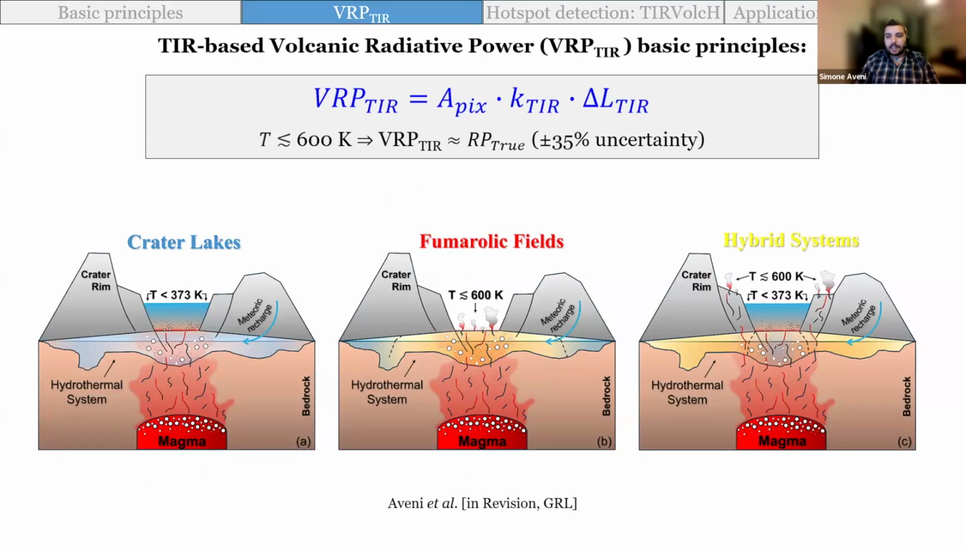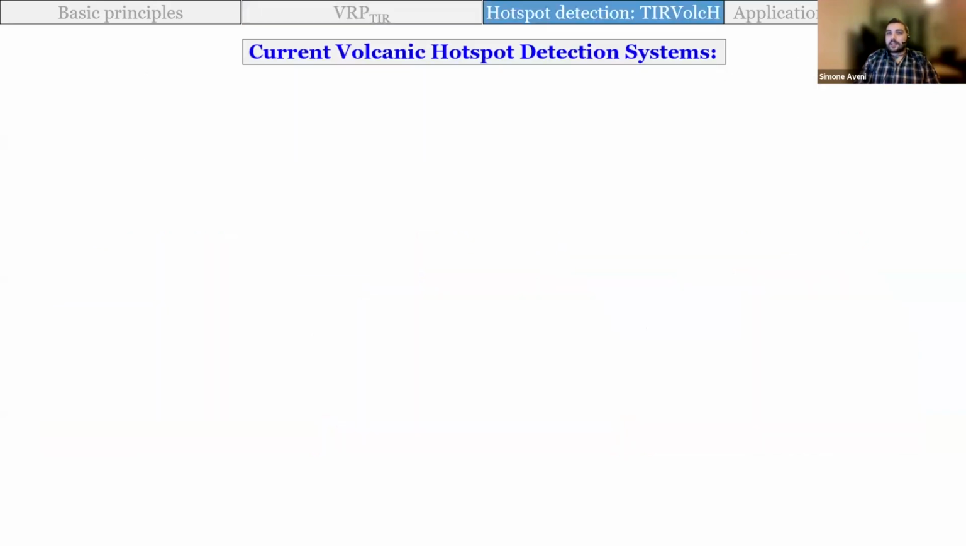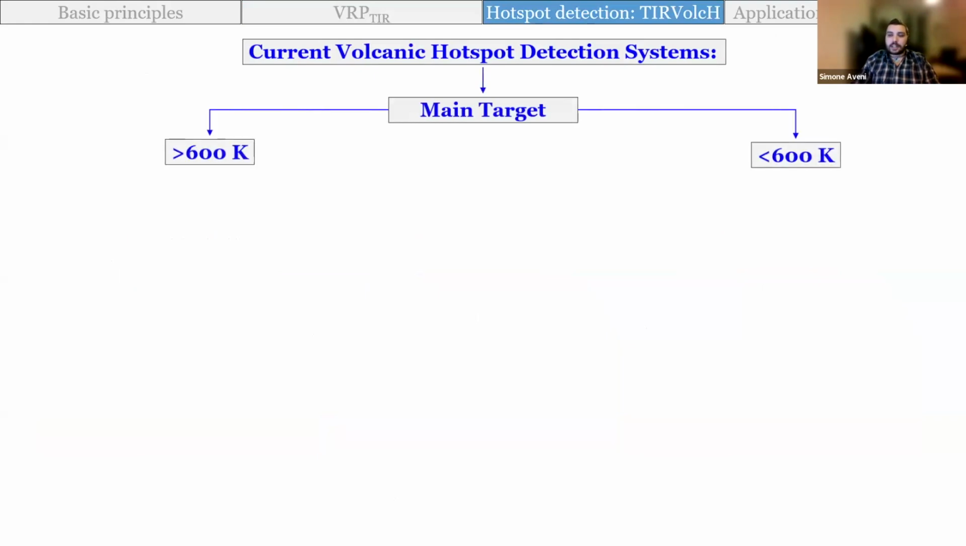So with that said, that was a brief summary of the volcanic radiative power method. So now we have something that allows us to estimate the thermal emissions from these features. But now the challenge is how do we detect thermal anomalies from space if it's something that is very, very subtle in terms of thermal anomaly. So there are a number of current volcanic hotspot detection systems, and these can be generally subdivided into two main families: those targeting magmatic temperatures above 600 Kelvin and those below that 600 Kelvin threshold.